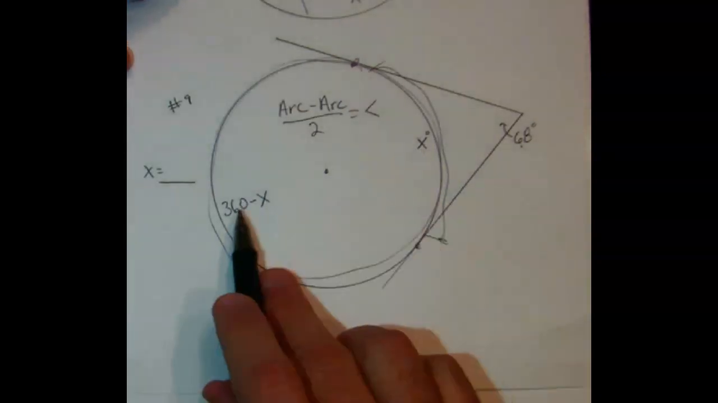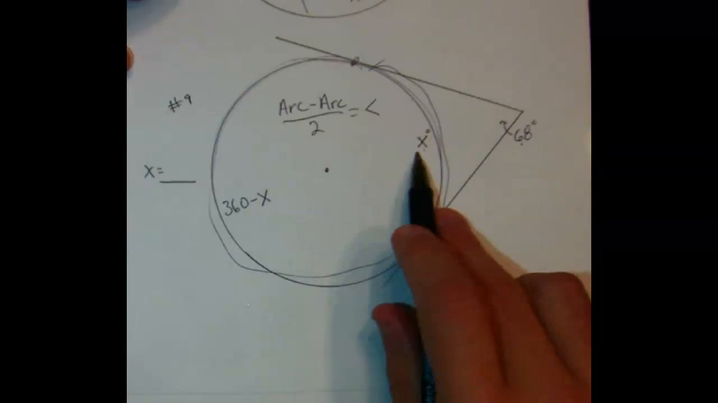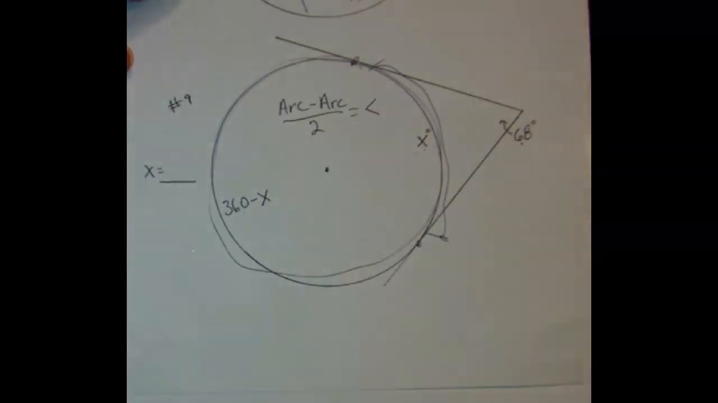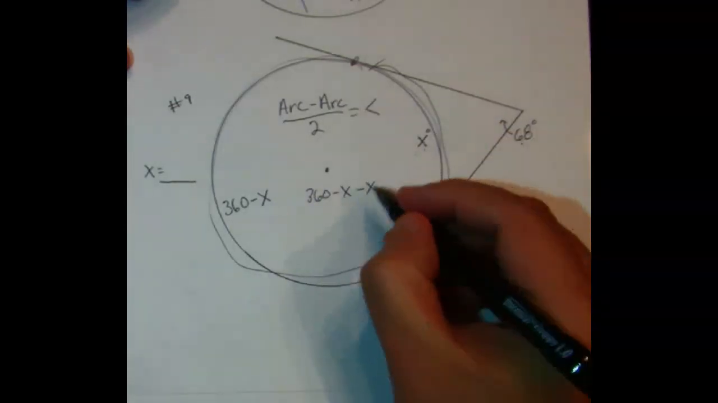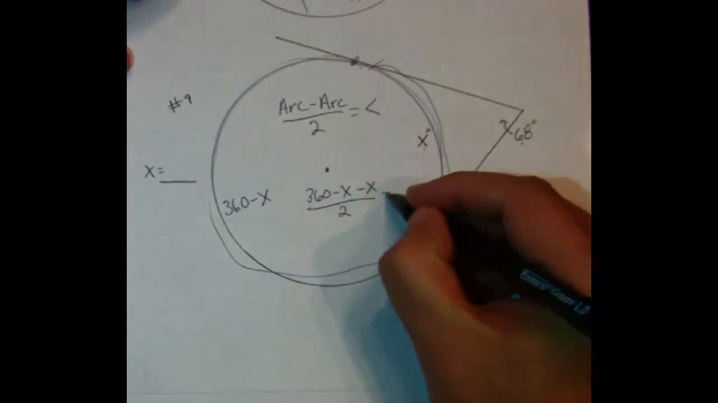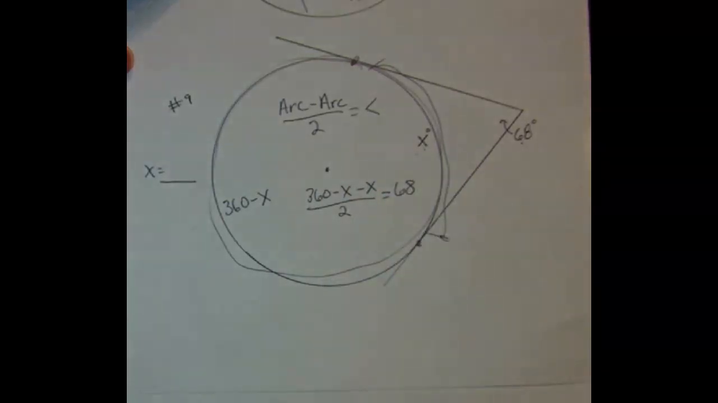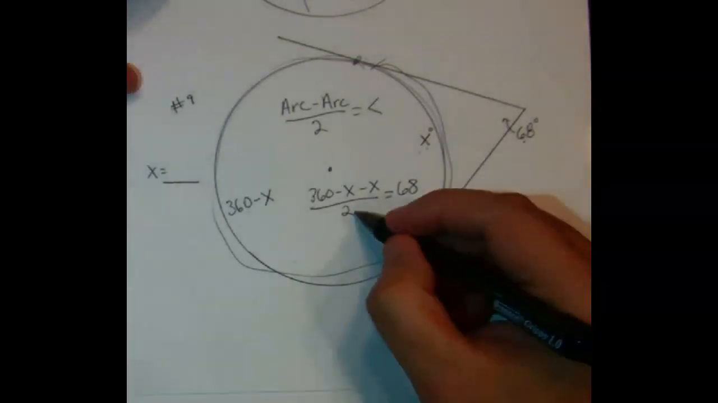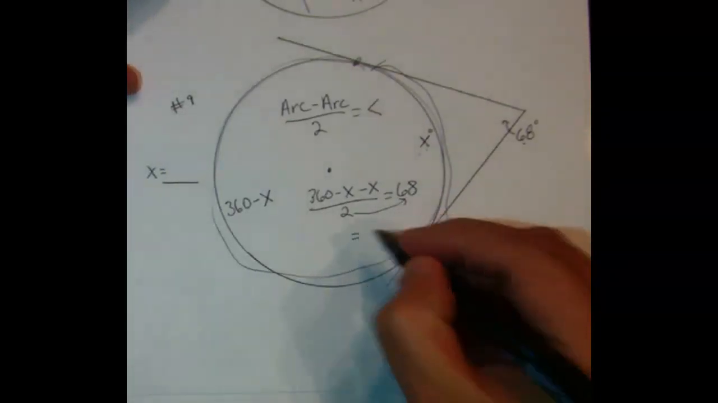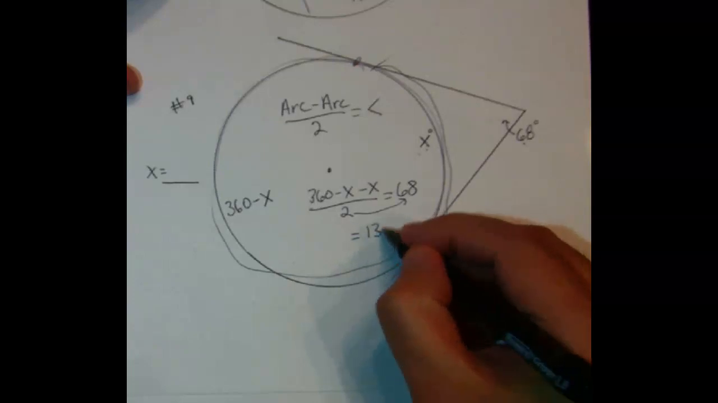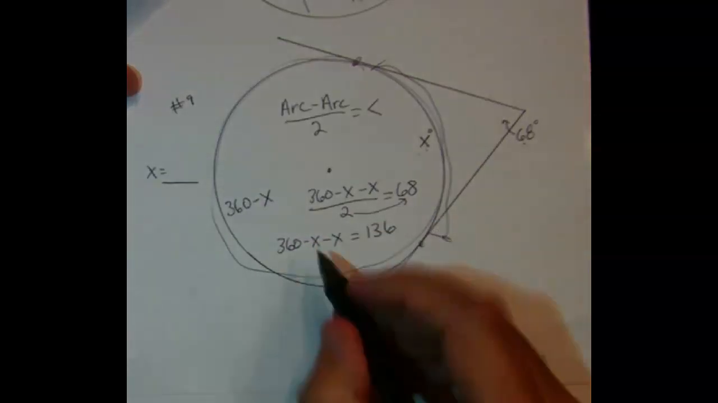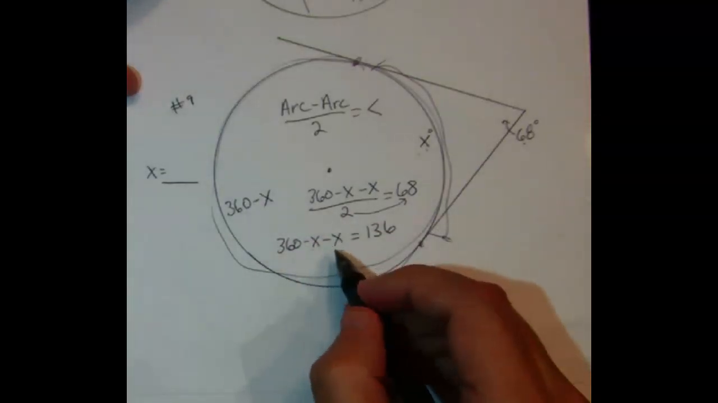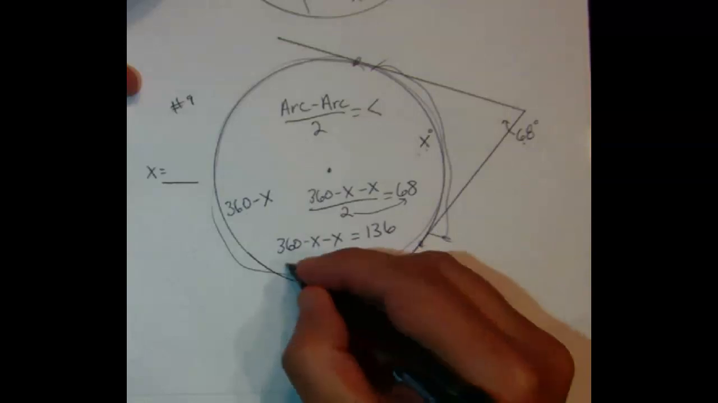Now look what I have. I have arc, arc, angle. Now I can solve for x. So arc minus arc divided by 2 is equal to the angle. 2 times 68 is 136. Negative x minus x is negative 2x.